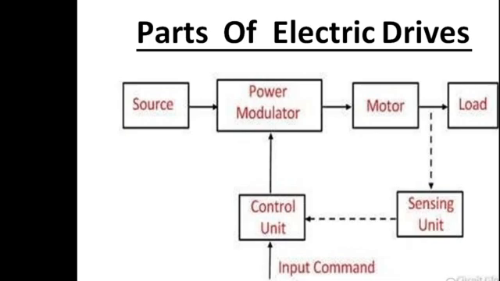And we have the input command, which is given by us, that is, how much speed the motor has to run at. We continuously monitor the speed of the motor against the input command, so we command the control unit to keep the motor at the desired speed. Depending upon the input command, the power modulator supplies the power to the input of the motor, and we monitor the speed using the sensing unit and control the speed of the motor.